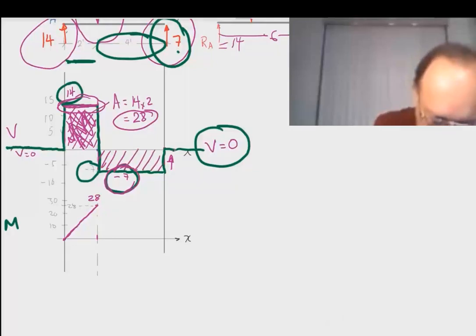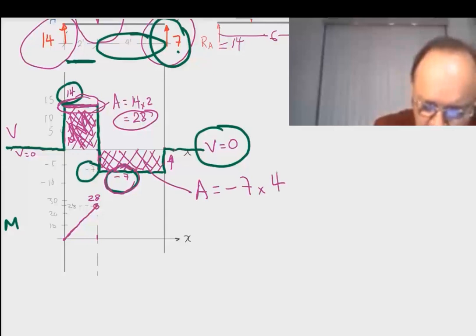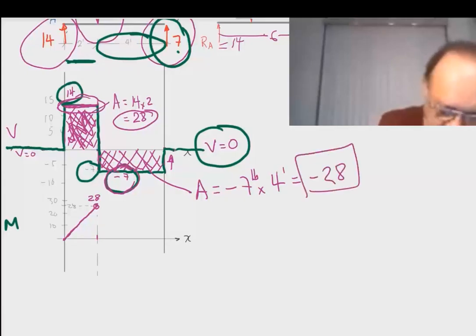So here at this point I have 28. Now at this area, I will get to the final point at the end of the beam. This area is equal to -7 times 4, right? 4 feet. This is -7 pounds times 4 feet. So this is -28. So I was here at +28. If I subtract 28, I'm going to get back to 0 here.